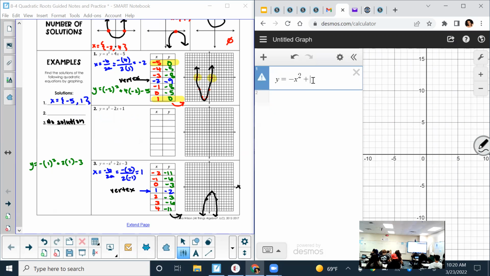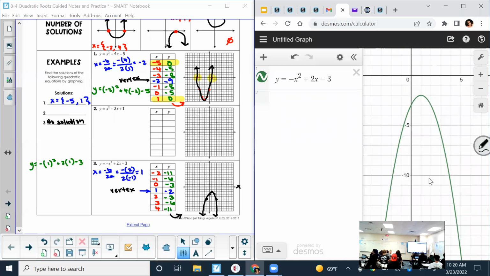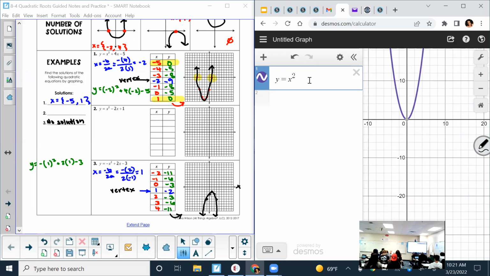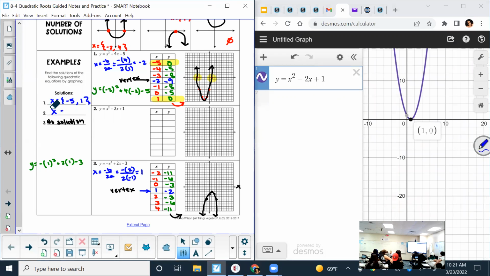I would just type in the given equation. So the -x² plus 2x minus 3. And zoom in, we see our x-axis is right here. It doesn't touch it. I know that there's no solution for that one, which is what we said. If I type in the one for number 2, which I know I didn't ask you to do, but we'll fill in the answer. Hover over where it touches the x-axis. And what's that solution for number 2? Is it 2 solutions, 1 solution, no solution? And that solution is 1.